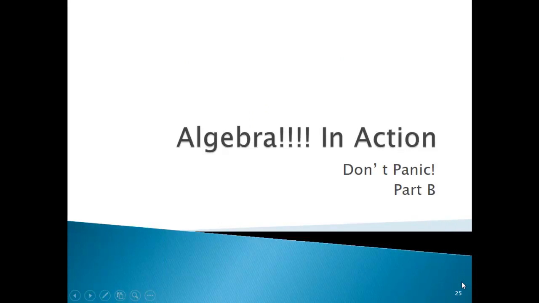This is the second half of the algebra slide set, and we're looking specifically at algebra in action. The example we're using is menu costing and looking at food costs, etc. But that's only one example of how you might use algebra in industry.